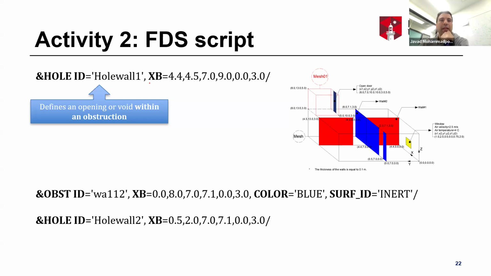And then the next one is the XP. What is the XP? Again, I don't want to explain that again. It shows that this point and this point. So it's 4.4, 4.5 because of the thickness of the wall. What is the minimum Y? 7. What is the maximum Y? 9. What is the minimum Z? 0. What is the maximum Z? 3. From this point to this point.